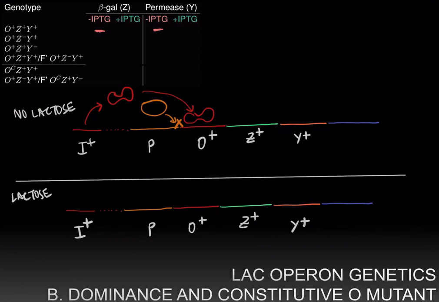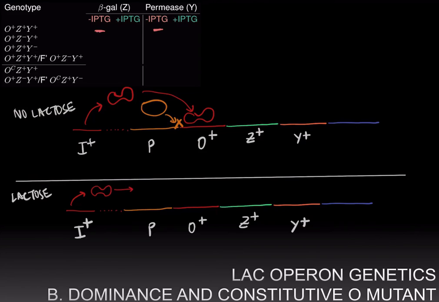On the other hand, when we have lactose available in the cell, then the repressor will still be made, will still be transcribed and translated from the Lac I gene.